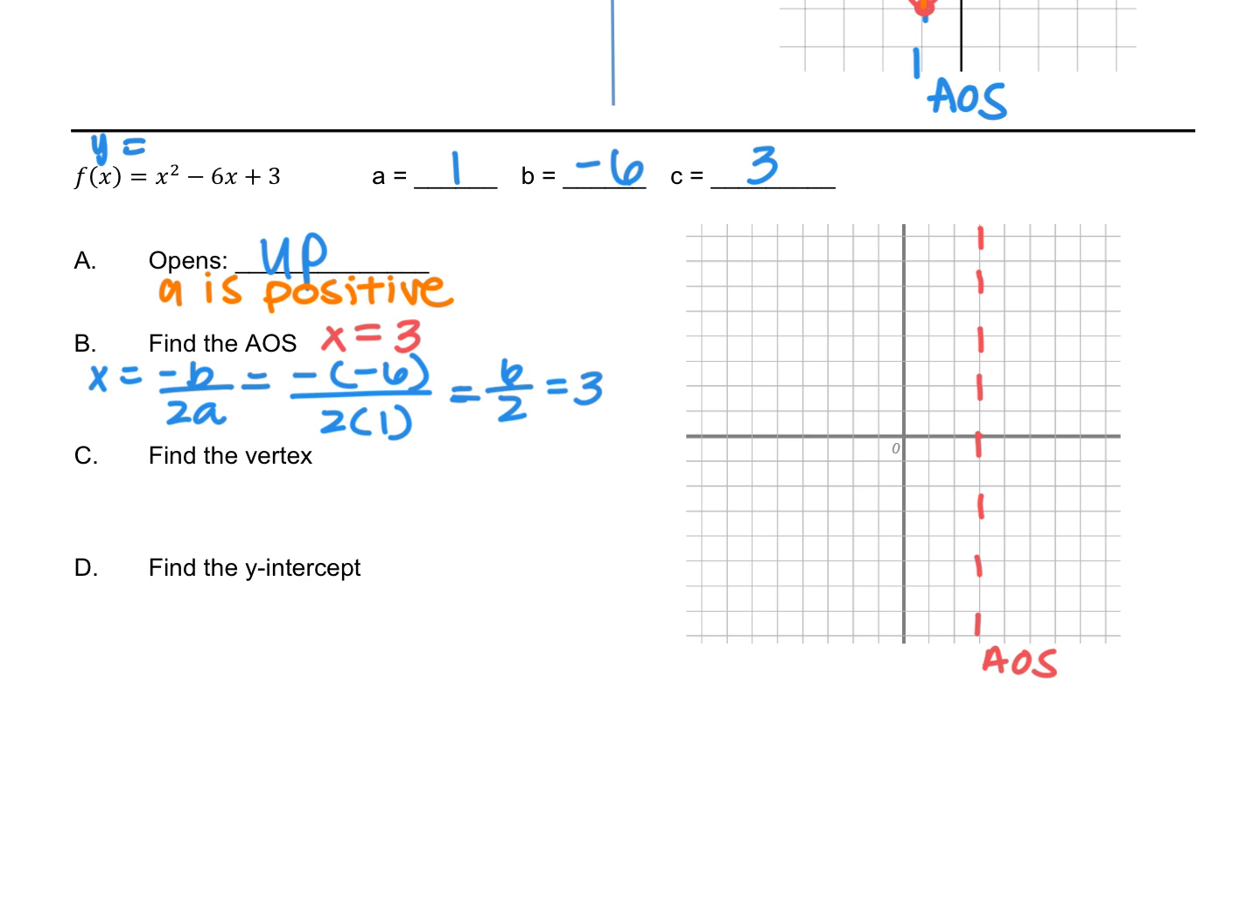Now to find the vertex, I'm going to plug the axis of symmetry into the equation. So basically I'm doing f of 3 equals 3 squared minus 6 times 3 plus 3.